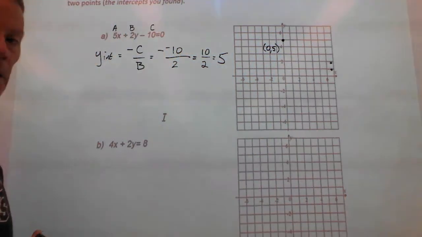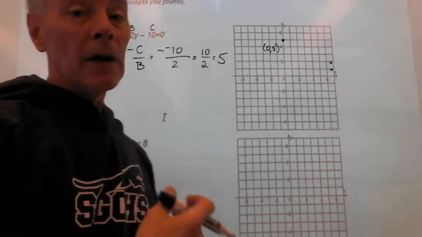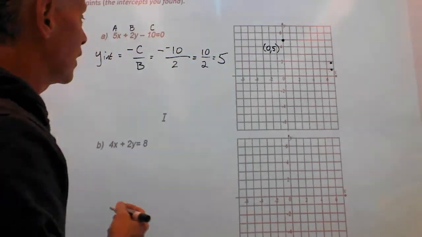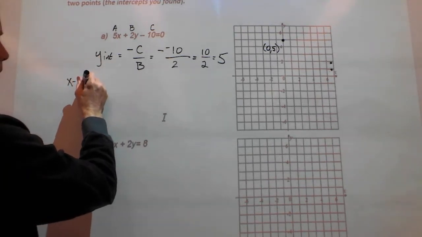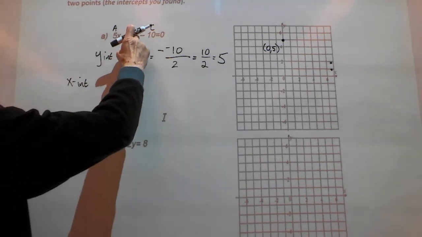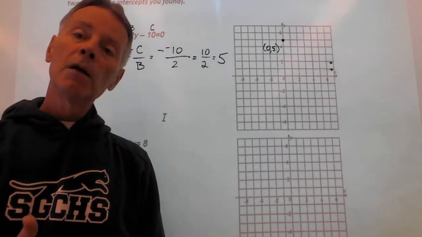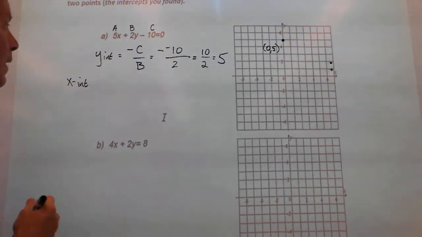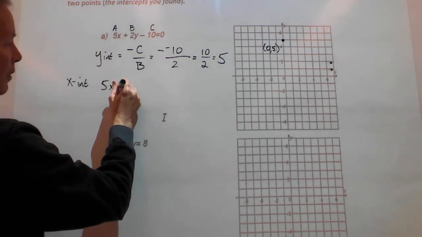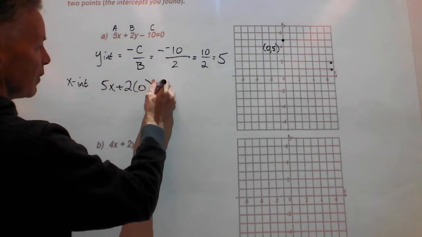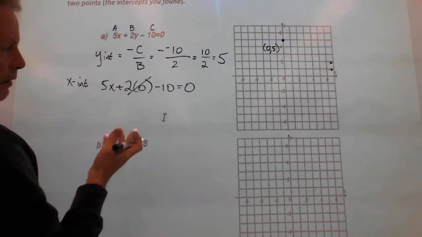Okay? Now to find the x-intercept, I'm going to do it the other way you've been taught, okay? And that is, if we want to find the x-intercept, we can substitute 0 for y and then solve for x. This takes a little bit more time, but it might make a little bit more sense. Okay? So we're going to sub in 0 for y, so it'll become 5x plus 2 times 0 minus 10 equals 0. This will disappear, right? 2 times 0 is 0.